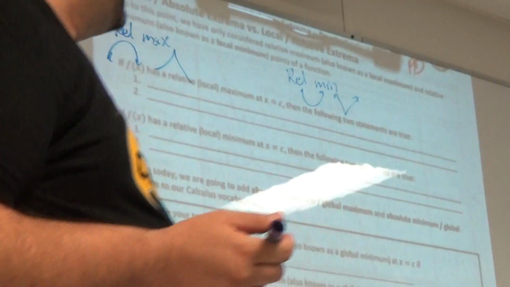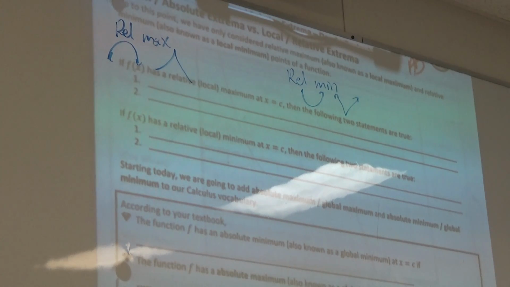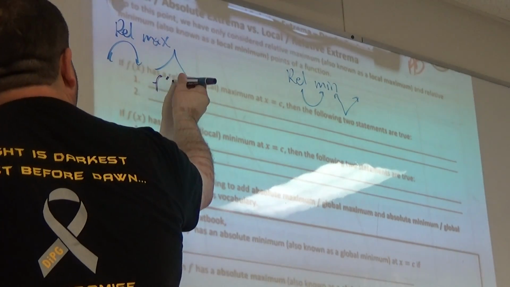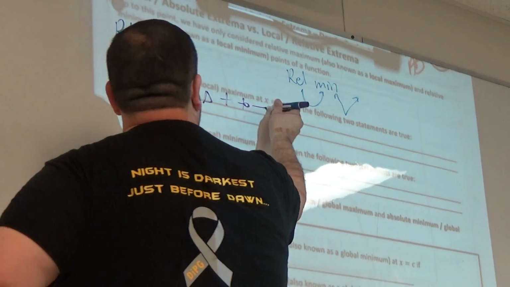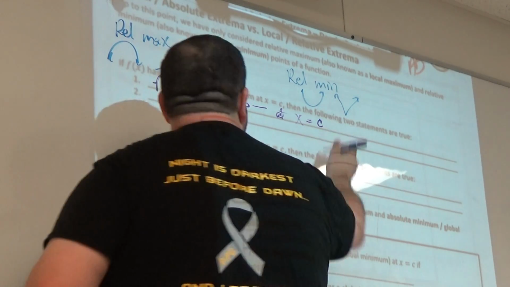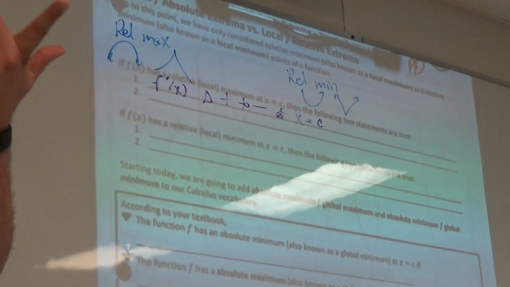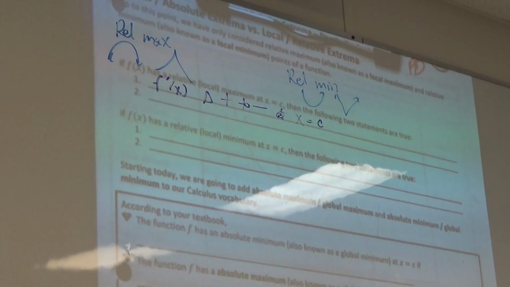Jen, how do you find relative max? F prime will change from positive to negative. Okay, F has a relative max if F prime changes from positive to negative at x equals c. That's one way that we show relative max, and there's another way.